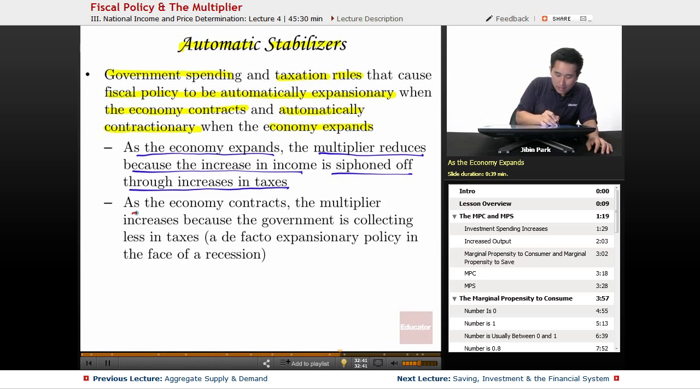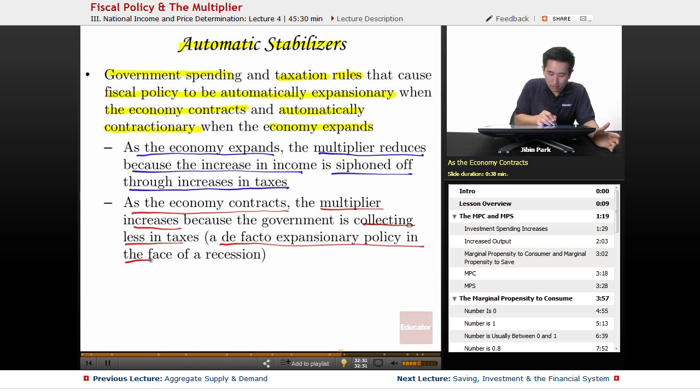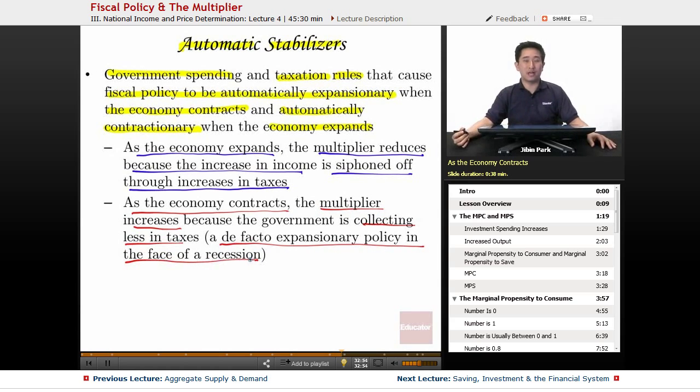Conversely, as the economy contracts, the multiplier increases because the government is collecting less in taxes, which is a de facto expansionary policy in the face of recession. So you have a recession, people aren't doing well, and there's an increase in government transfers. People get more unemployment benefits. That's a huge boost to the economy. So in bad times, a lot of expansionary fiscal policy measures will kick in, and that's going to boost the economy when we're in a recession.